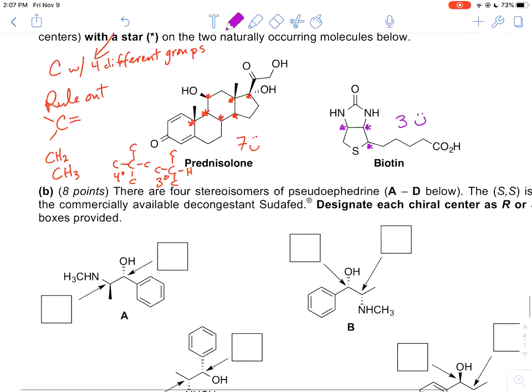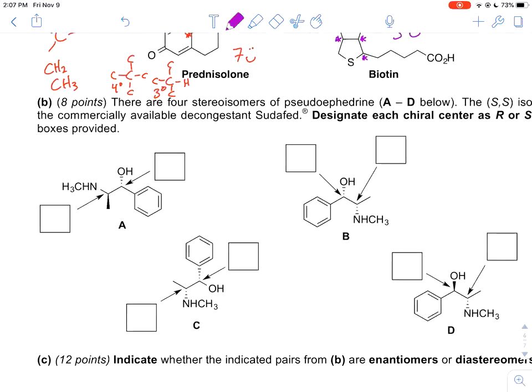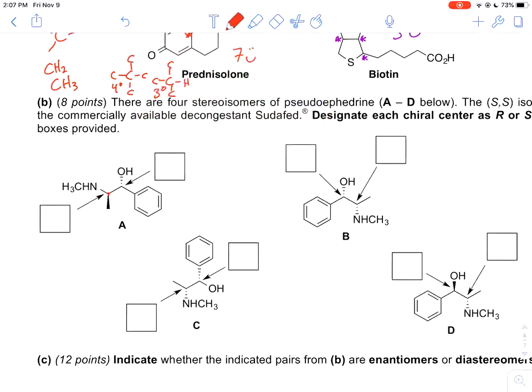For the one below, we're going to assign RS configuration and then add on to that in part C, whether they're enantiomers or diastereomers using the RS configuration. First, this one, we're going to prioritize. We have 4 different groups. There's a hydrogen that's pointing back, so this is the correct way to look at that chiral center.